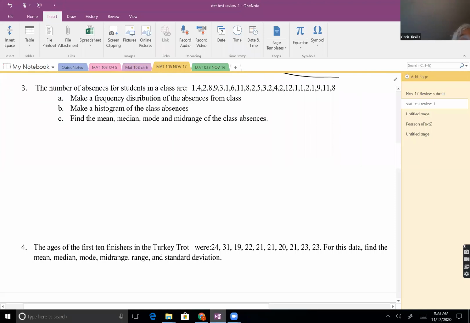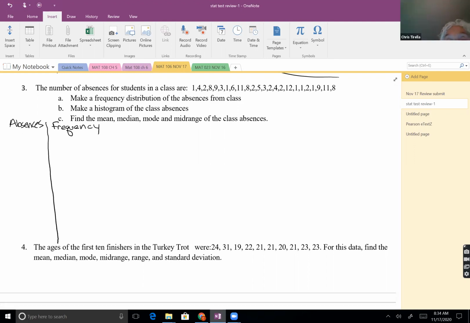Then question number 3, we've got a list of absences. Here we want a frequency distribution. We want a histogram. And we want a mean, median, mode, and mid-range. What's different with this frequency distribution is we're not told to group the data. And so we'll have the absences. And this time I'm just going to put the frequency and not a tally because I don't have that much real estate here on the paper to work in.